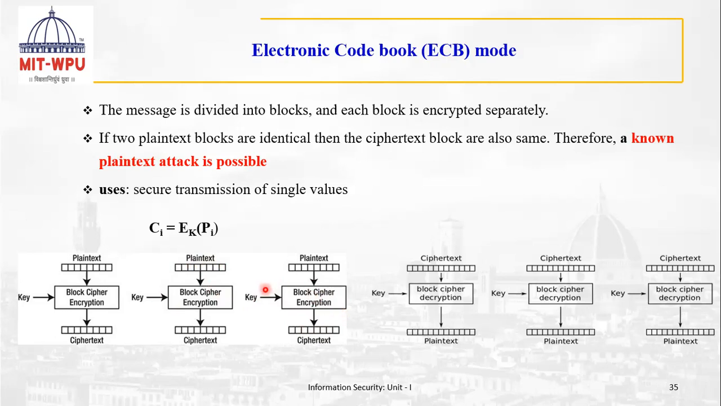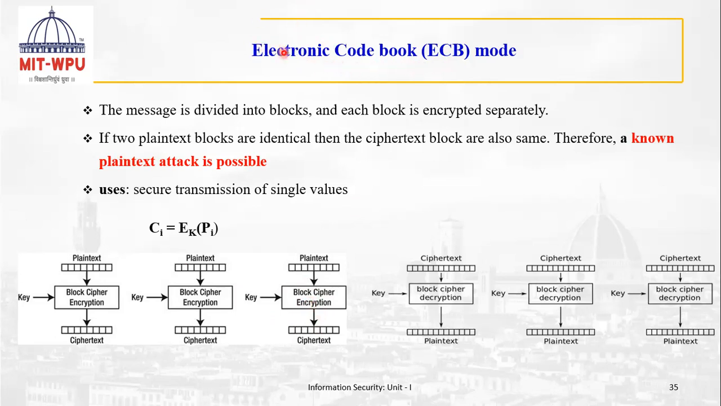So in your syllabus there is a concept of cryptanalysis. I have already told you that cryptanalysis means the method by which you find out how this encryption is done. So that method is repeated by the attacker. Okay, so the cryptanalysis becomes very easy for the ECB, electronic code book.